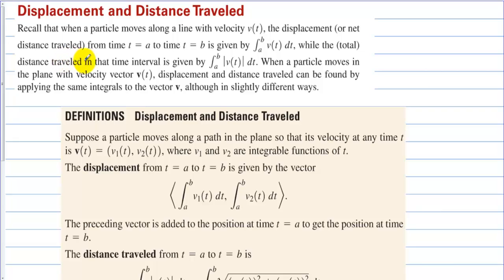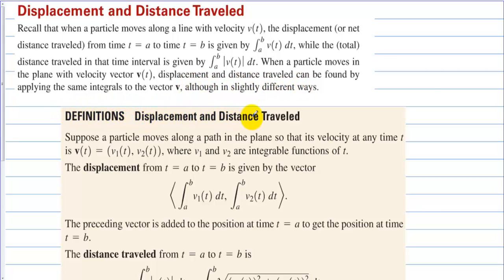While the total distance traveled in that time interval is given by the integral from a to b of the absolute value of v of t. If we want to find total distance traveled, we make the function completely positive. When a particle moves in the plane with velocity vector v of t, displacement and distance traveled can be found by applying the same integrals to the vector v, although in slightly different ways.